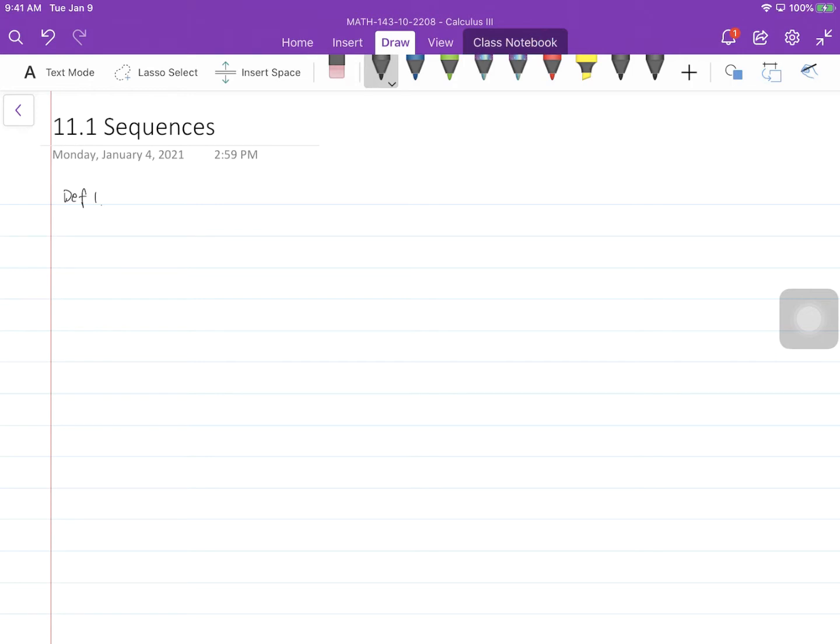Definition of sequence. A sequence is a list of numbers. I will give you some examples later, but right now this is the general definition: a1, a2, a3, and an, infinite terms, in a given order. Okay, this is the definition.